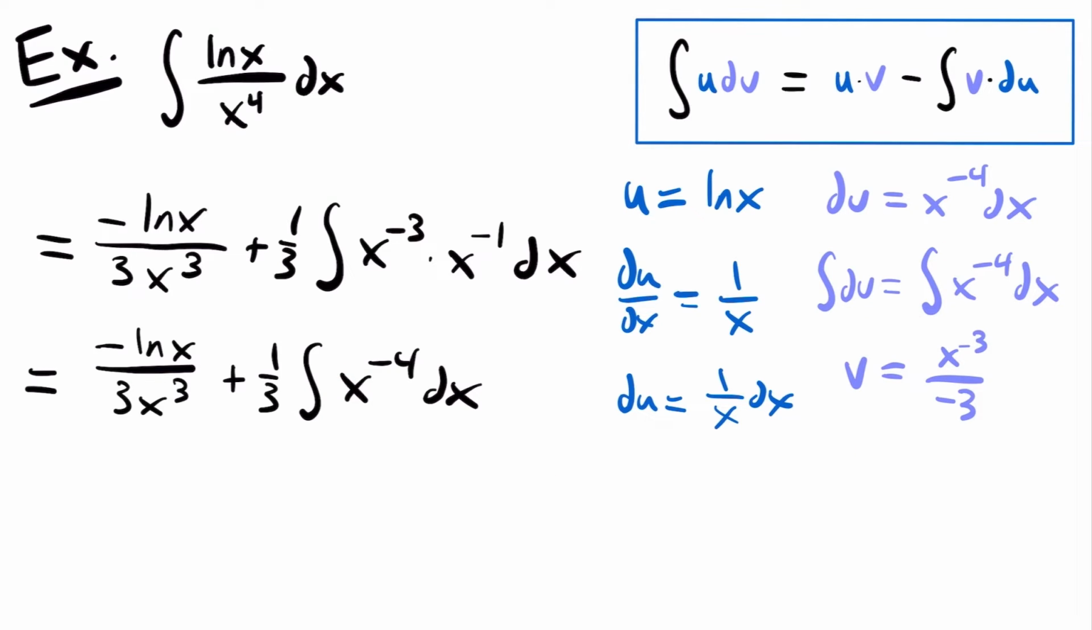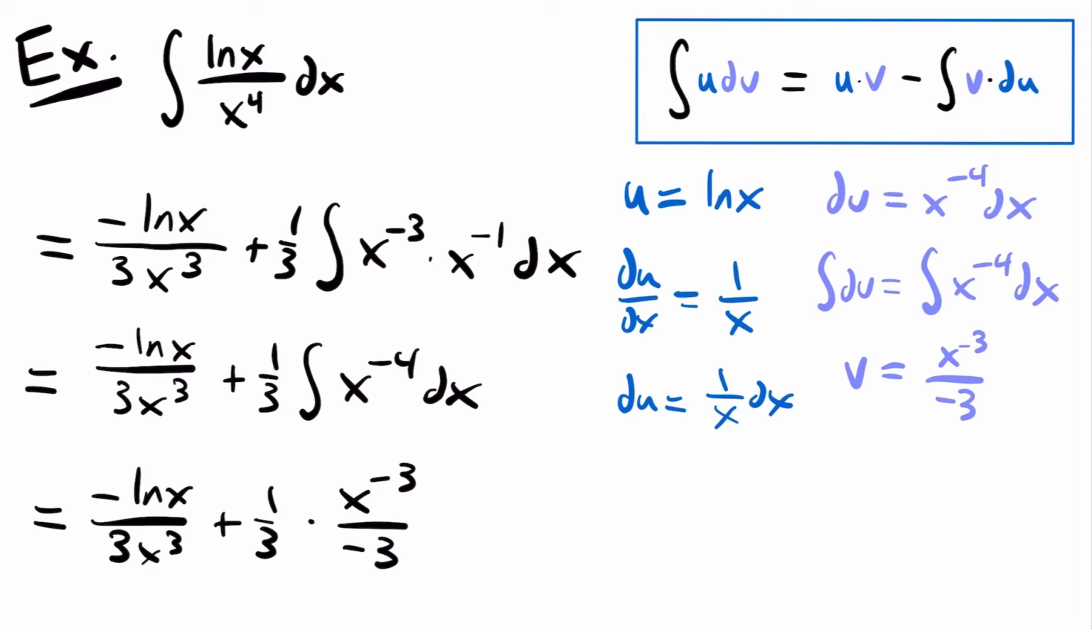We have the integral of x to the negative fourth power again, and so this is a pretty simple integral for us to solve. And so let's finish up this solution. This will be equal to negative natural log of x divided by 3x cubed plus 1/3 times x to the negative third power divided by negative 3, which is the integral of x to the negative fourth power, and then don't forget to add plus c.